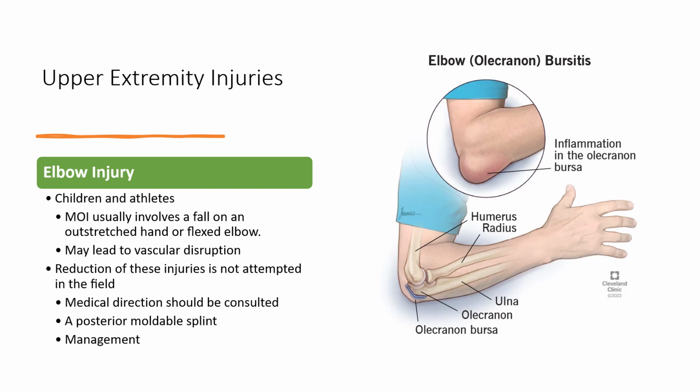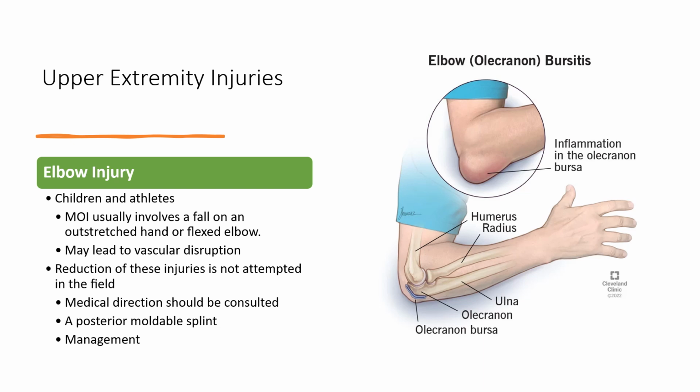So, bursitis. Remember that bursa joint: your elbow gets one decently in here, and it gets this obtuse-looking huge swelling on the end of the elbow. So we can see the olecranon bursa right here, and it will start swelling up. Most of the time we see elbow injuries in children and athletes, and the mechanism of injury usually involves a fall on an outstretched hand or flexed elbow. May lead to some vascular disruption.